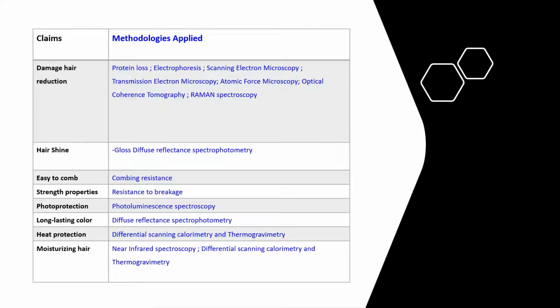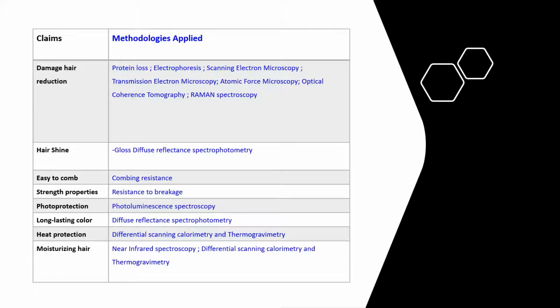The outermost cuticle part of the hair has been damaged, and you want to improve that damaged part. For that, you need to understand the current status of the hair, which can be determined by these technologies. Now there are other parameters as well. If you want to evaluate the hair shine properties, that can be determined by gloss and diffuse reflectance spectrophotometry.